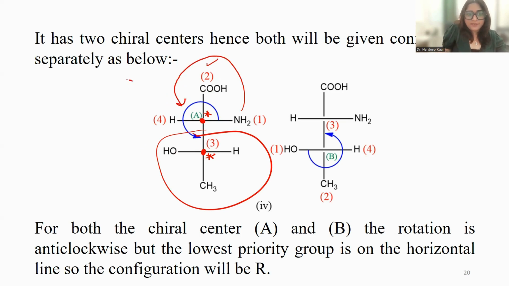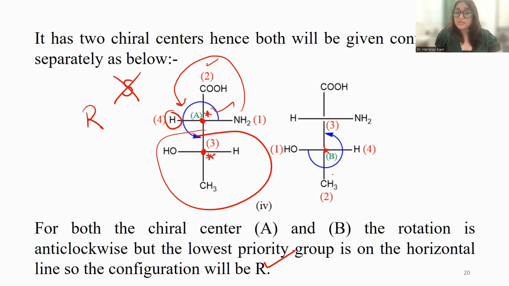It is S. But because this hydrogen is on the horizontal line, it should be on the vertical plane. So that's why it should not be S. It should be R. You can check the answer even. Yes, R.